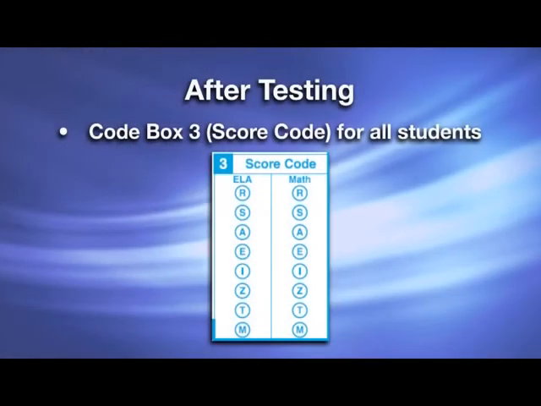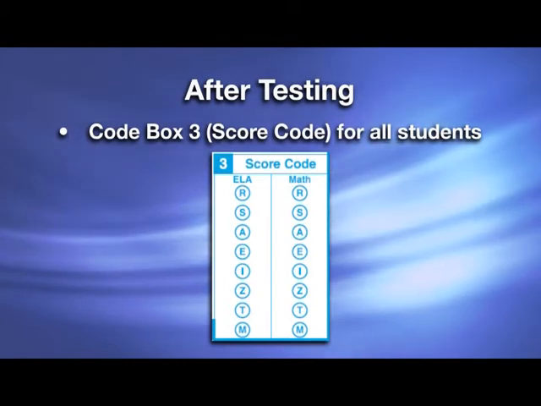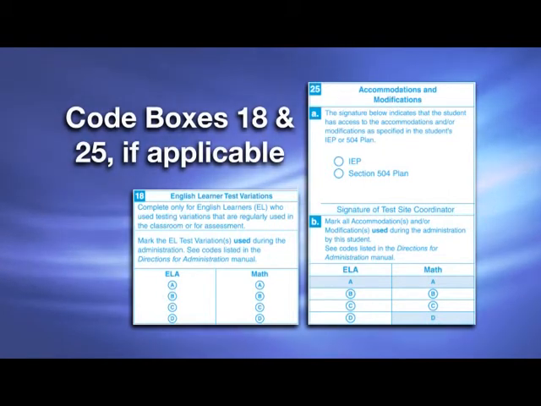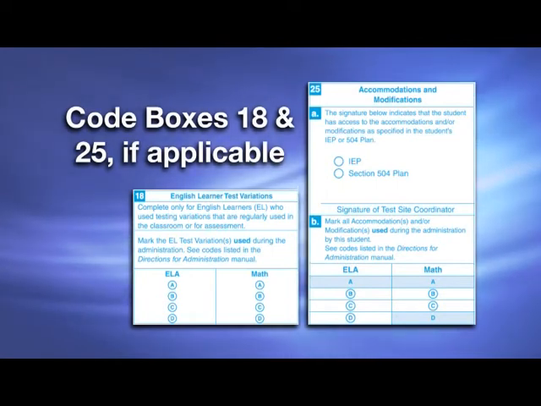Score codes in Box 3 must be completed for all grade 10 students, whether they tested or not, and for all other students tested. Accommodations and modifications in Box 25 and English learner variations in Box 18 of the answer document must be completed after testing. Box 25A requires the signature of you or a designated person to show that the accommodations or modifications in the student's IEP or Section 504 plan were offered to the student. Find the meaning of the codes in the LEA and Test Site Coordinator Manual or the DFA.